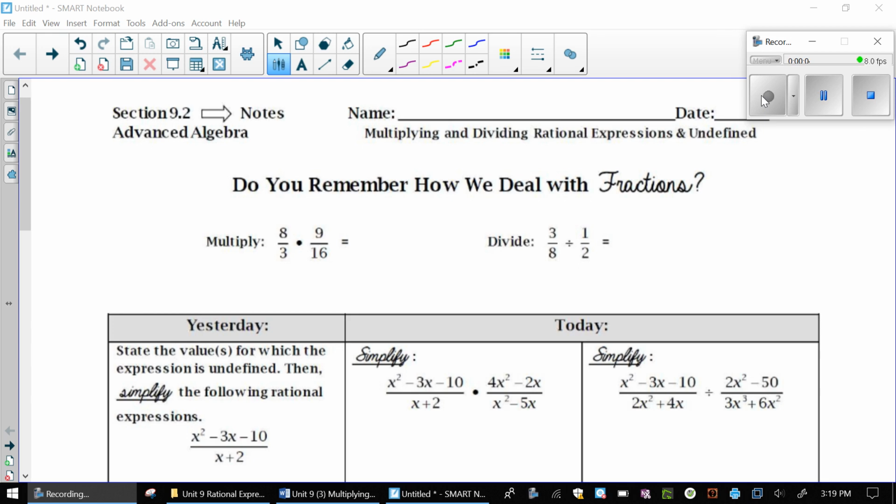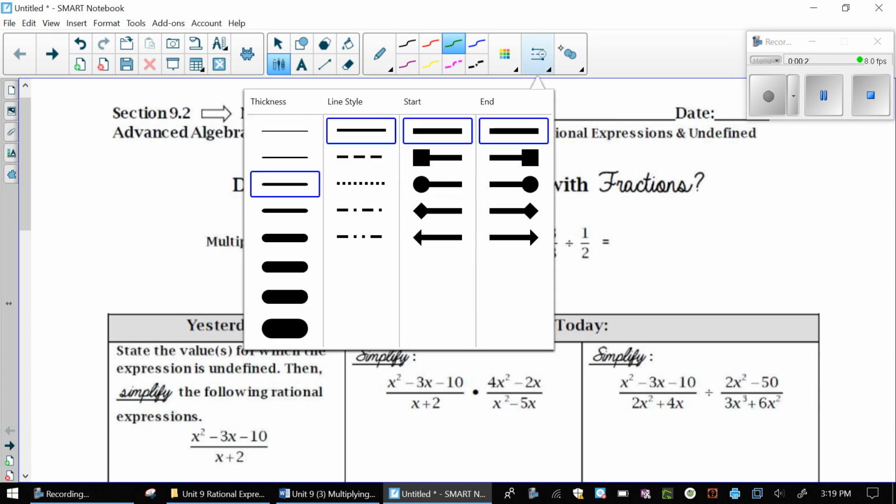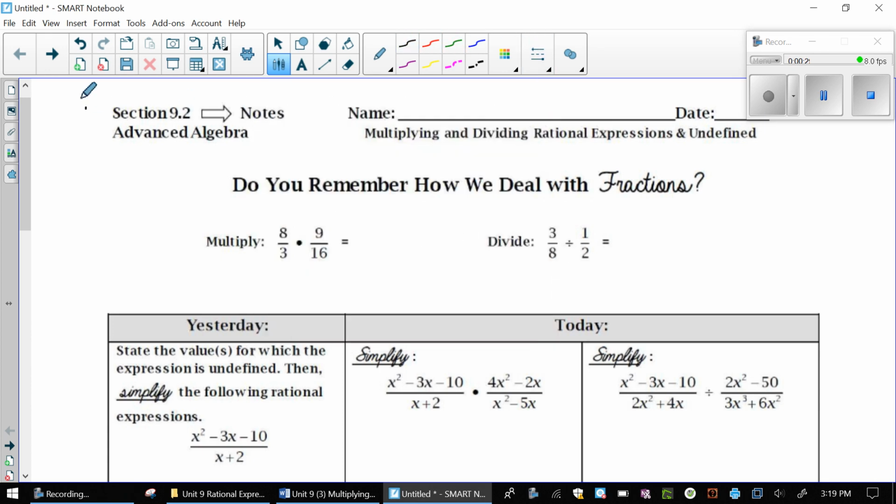Here is our next topic today. We are going to discuss multiplication and division with fractions. Only these fractions are going to have polynomials in them, and that's why we call them rational expressions. So, big question. Do you remember how to deal with fractions? So let's just talk about this first one and recall some different ways we can simplify or multiply two fractions.